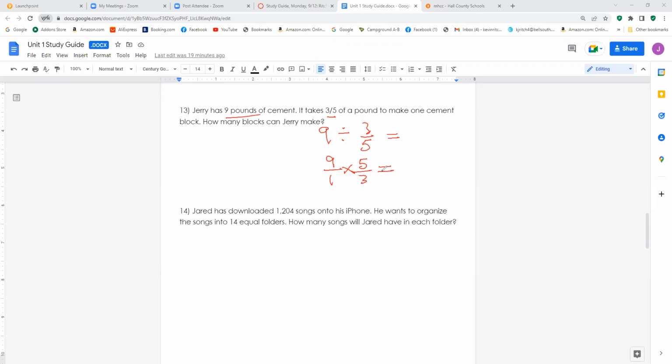All right, so if we simplify before we multiply, we can divide 3 and 9 by 3. 3 divided by 3 is 1. 9 divided by 3 is 3. And 3 times 5 is 15. He can make 15 blocks out of 9 pounds of cement. 15 blocks.